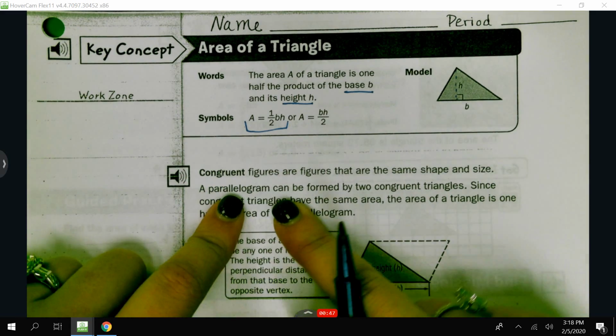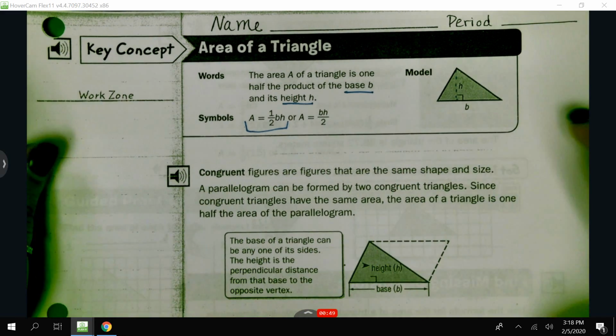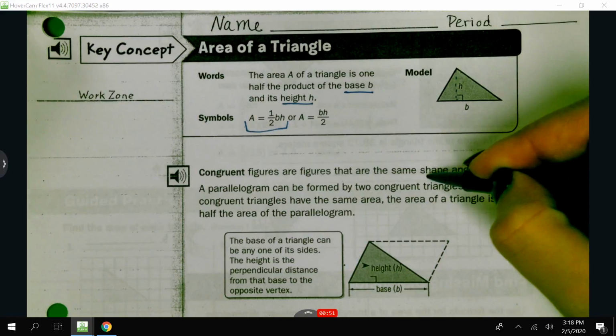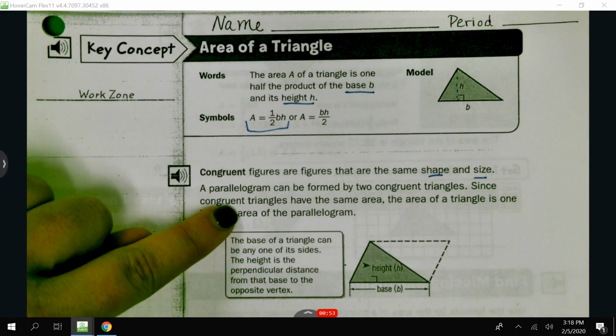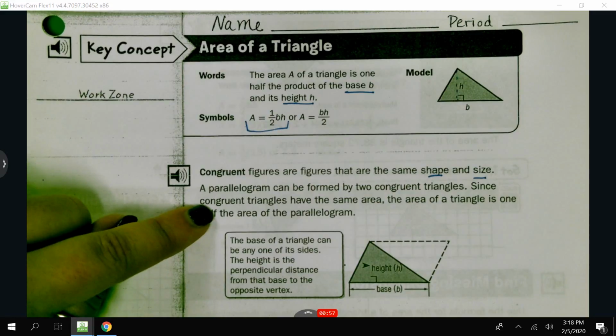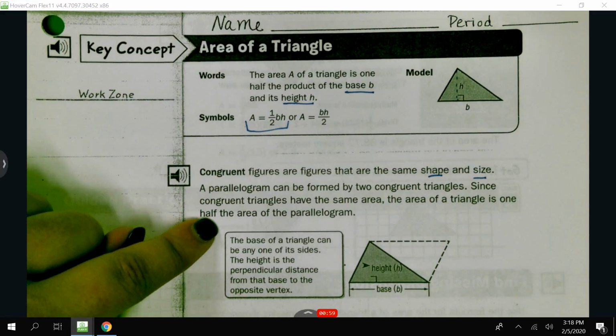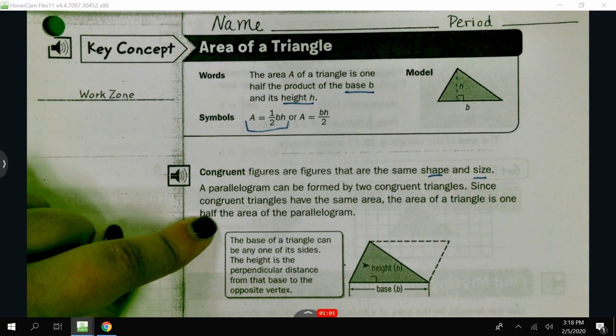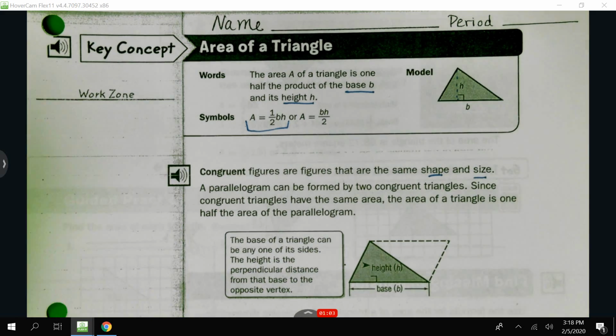I know y'all could read, but here we've got some congruent figures, which means they have the same shape and size. A parallelogram can be formed by two congruent triangles. Since congruent triangles have the same area, the area of a triangle is 1/2 the area of the parallelogram. And we'll actually get to parallelograms later on in the year.